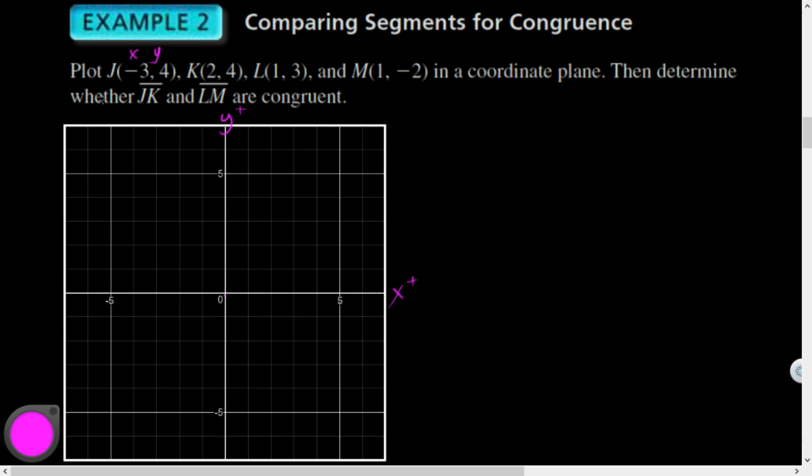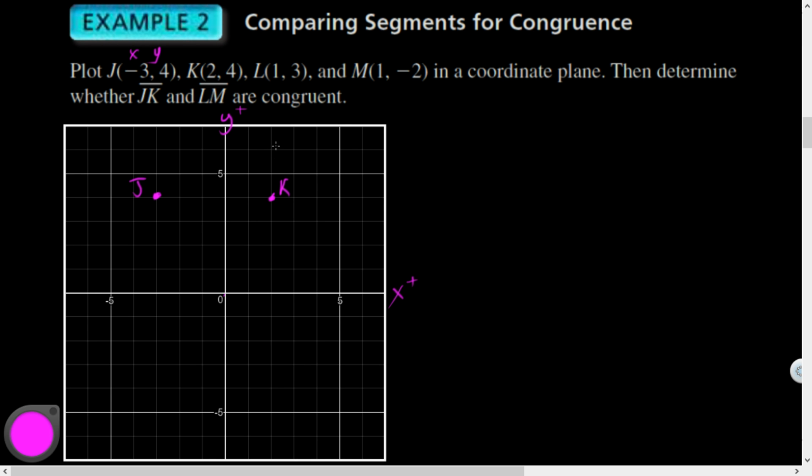Alphabetic order most of the time, unless you were describing like time and money or something like that. Then you might have the t go first. Often our x-axis is corresponding to time. But -3, 4 would mean, starting at the origin, move left 3 and up 4, plot that point. And let's throw a J on it. Here's the point K at 2, 4, over 2, up 4. Plot that point. There's K.